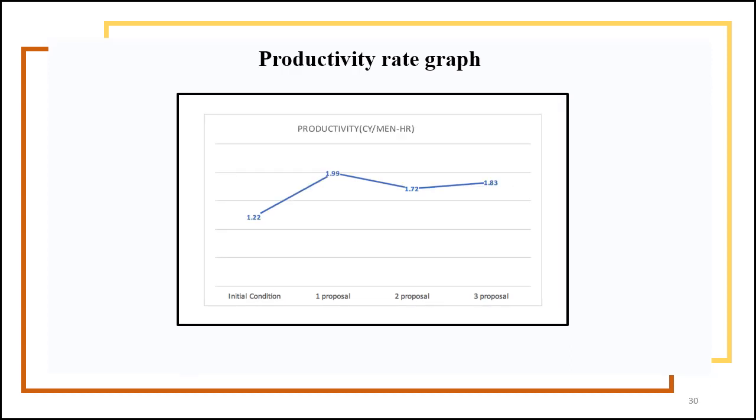And here in this slide we have the productivity rate graph, and our initial condition had a productivity rate of 1.22. Our first proposal had a productivity rate of 1.99, and our second proposal had a productivity rate of 1.72, and our last proposal had a productivity rate of 1.83. And as it can be seen in both this slide and the previous slide, the best scenario is the first scenario or our first proposal, in which we eliminated laborer number 1 and assigned his tasks to the other two laborers and the foreman.